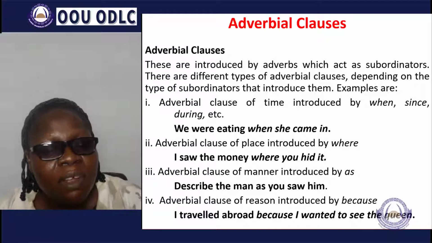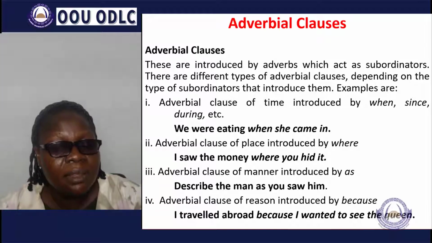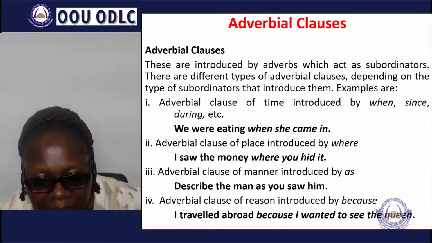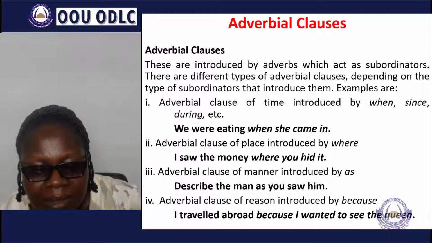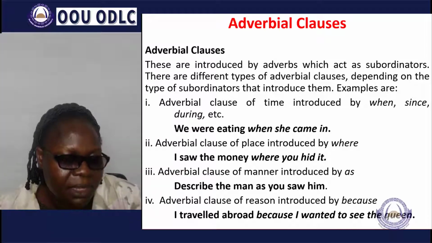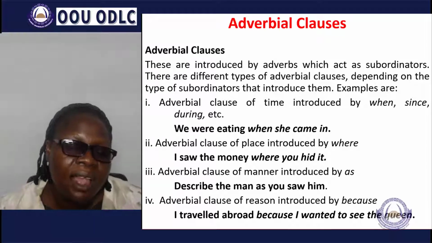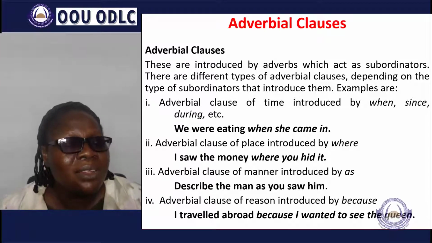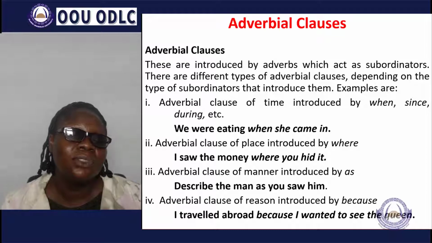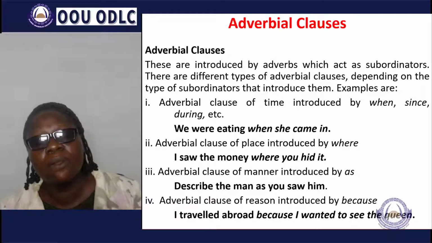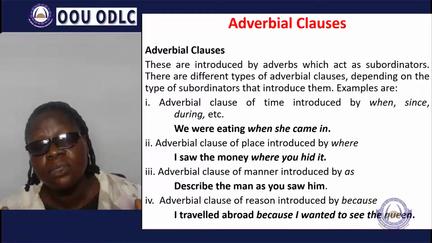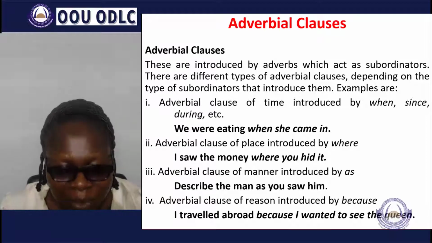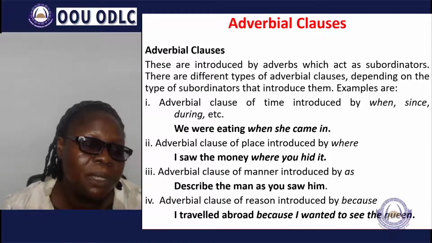Now, we also have an adverbial clause of place introduced by where. I saw the money where you hid it. The adverbial clause there is where you hid it. That's what we are talking about now. But that also does not make sense until you bring it together with the main or independent clause. I saw the money. That's complete on its own. But where you hid it is not complete on its own until we bring it together with the independent clause.